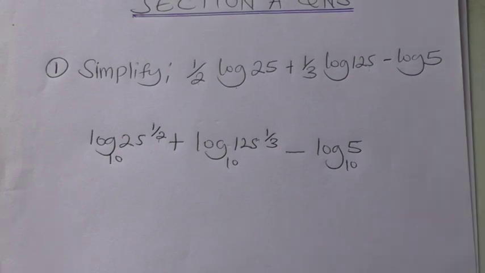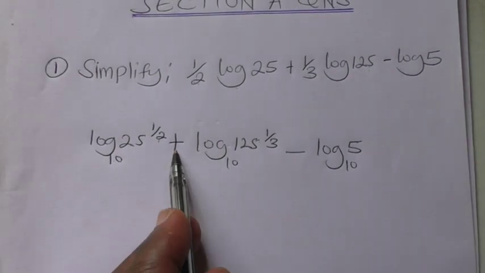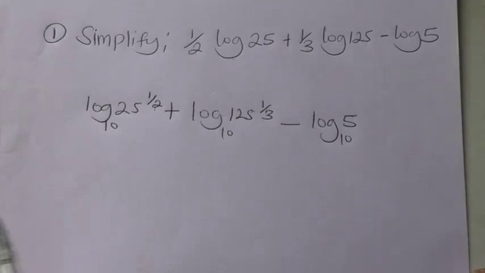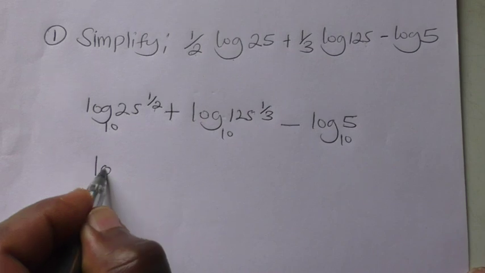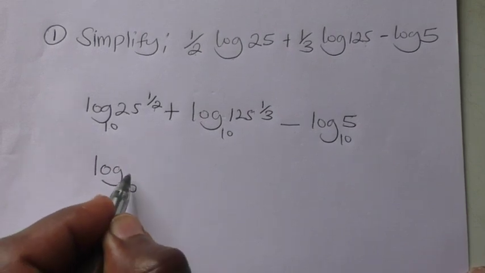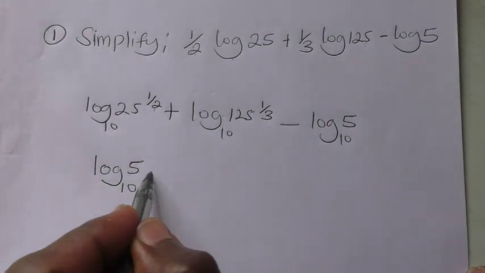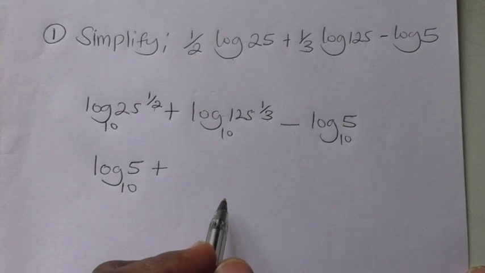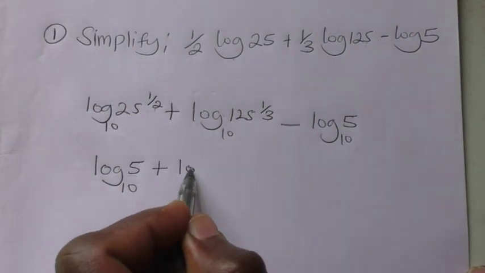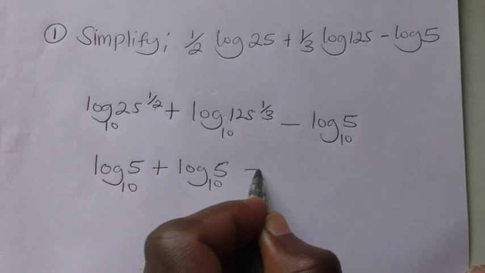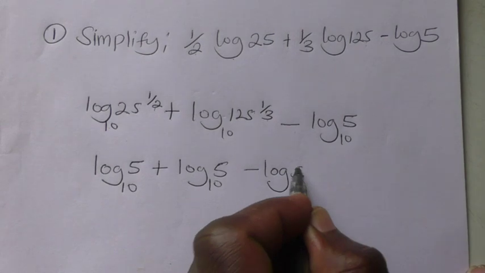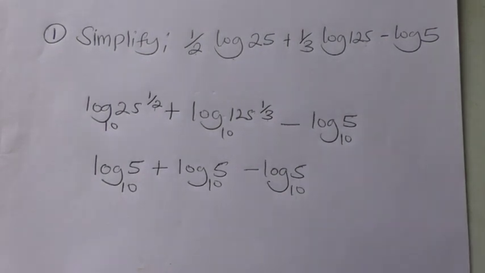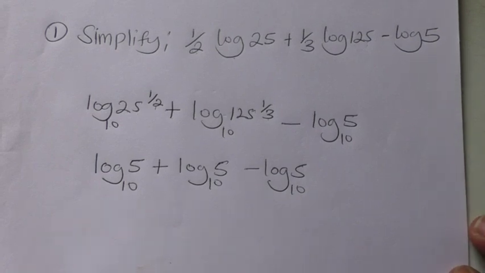After that, we now simplify the powers and deal with addition and the subtraction. So 25 power half is the same as square root of 25, which is 5, plus 125 power a third is the same as the cube root of 125, which is 5, then minus log 10 power 5. So we have dealt with the coefficients or powers. Now our next step is how we deal with addition and the subtraction.